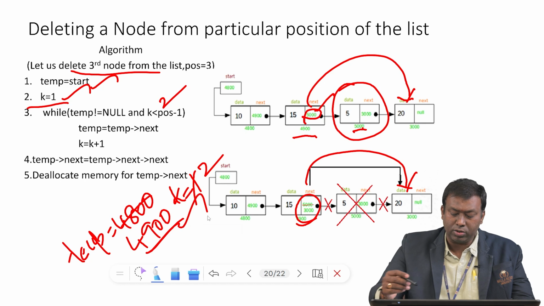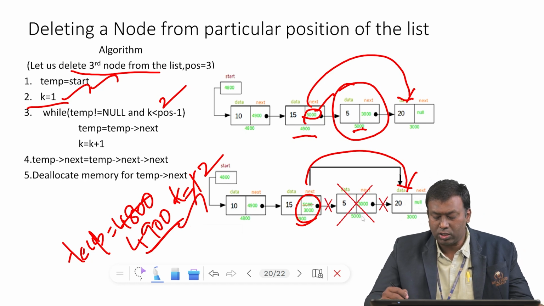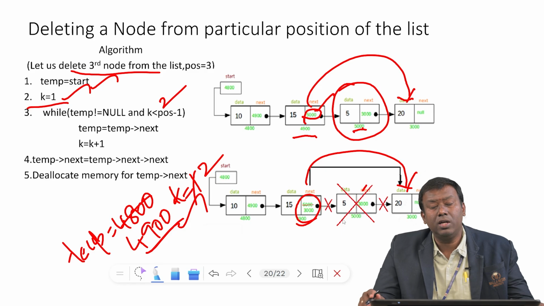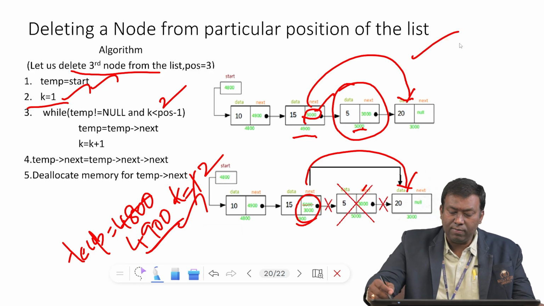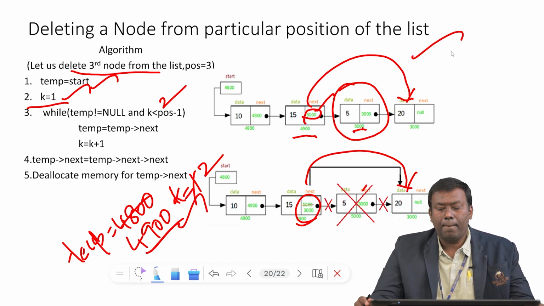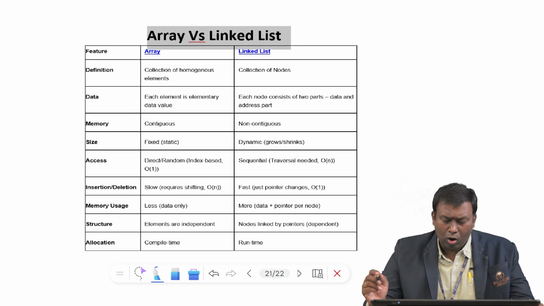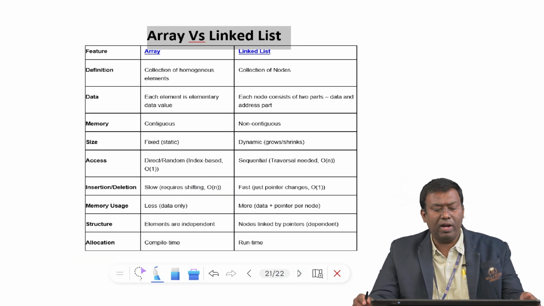The temp value is 4900. 4900's next part is 5000. The 5000 value will be deleted from the linked list. So we are achieving deleting a node from the particular position of the list. With this we have done with all the operations that we have discussed.